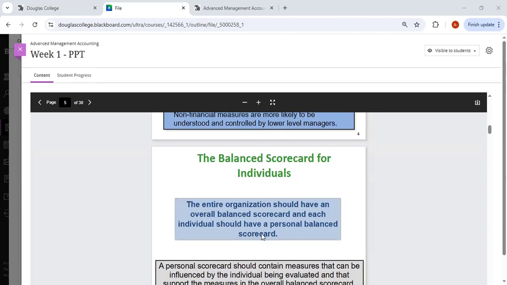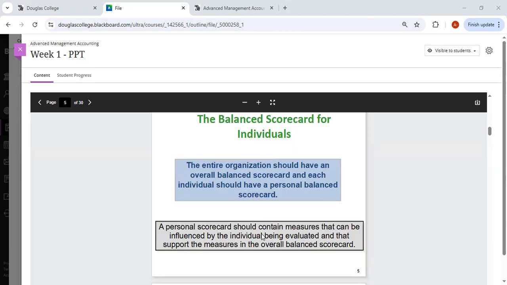How many balance scorecards can you have? Well, every organization can have a balance scorecard for the organization, a balance scorecard for the division, a balance scorecard for each employee. We as people, as human beings, how many balance scorecards can we have?